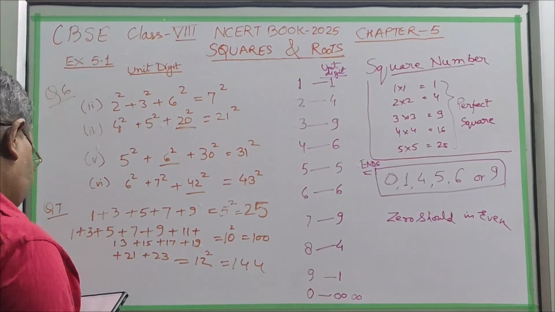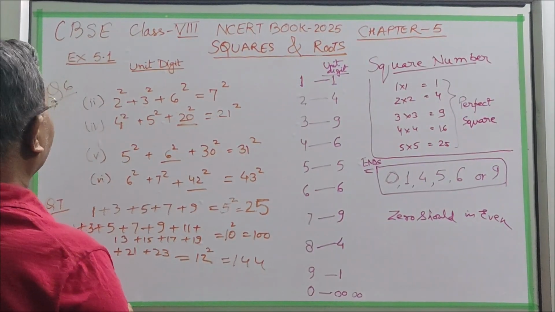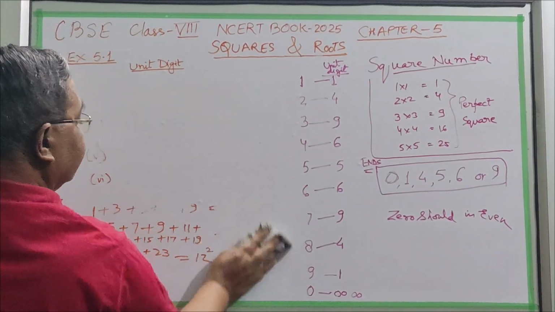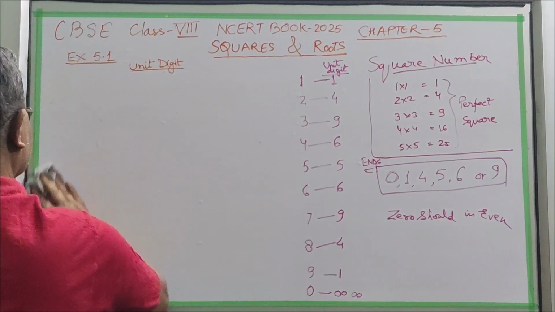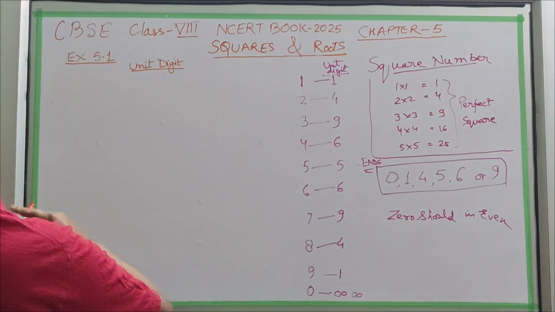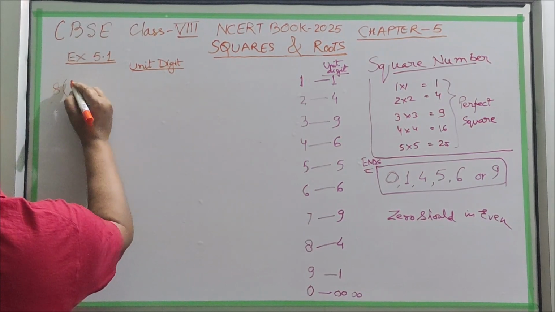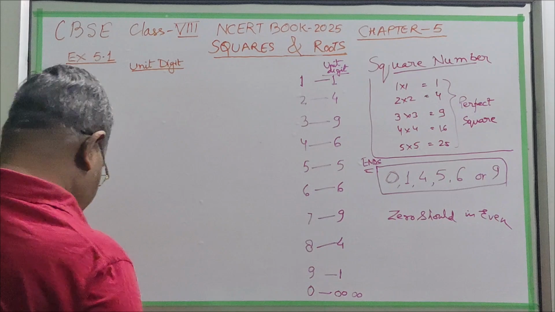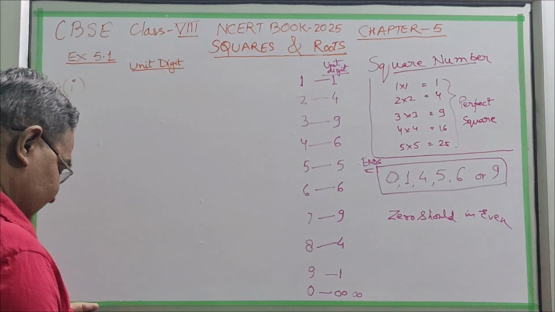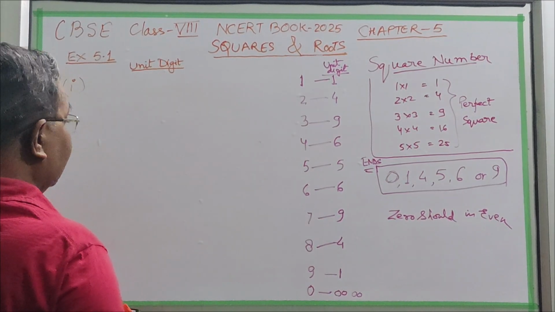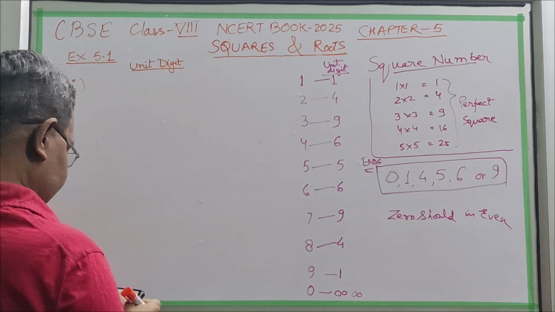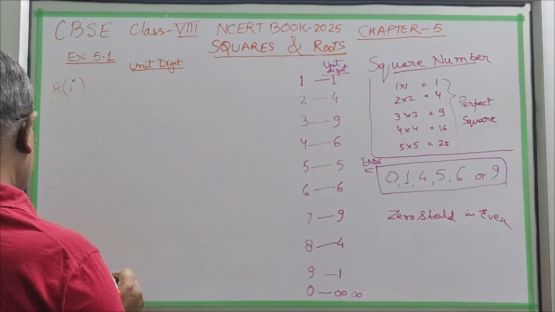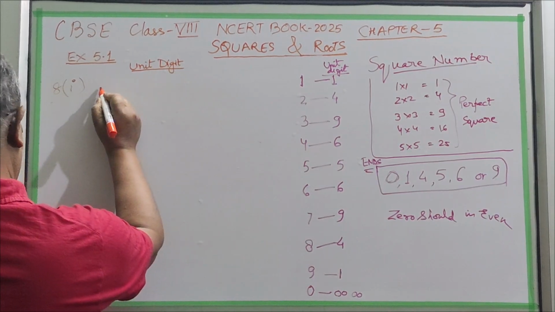Okay. Now question number 8. Question number 8.1 we are going to do. Express 49 as the sum of 7 odd numbers. So 7 odd numbers means you have to write 7 odd numbers and its total will come. So what will be the number?